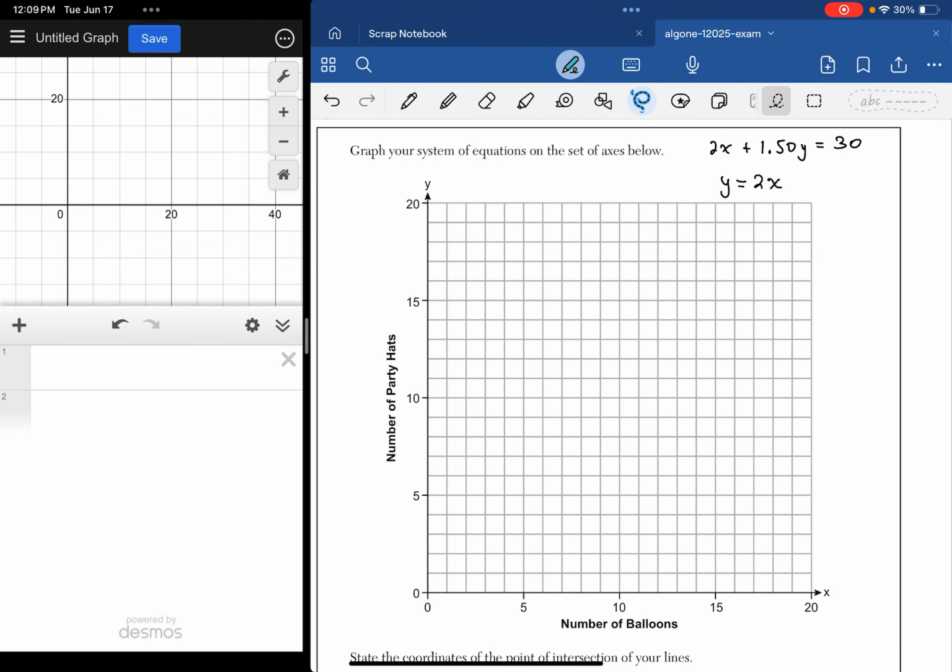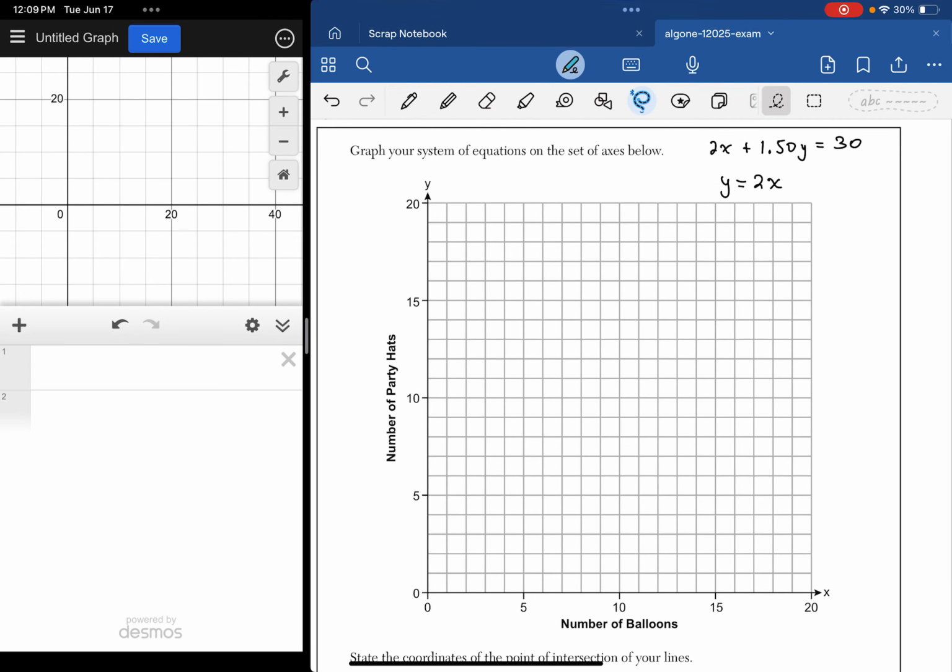This kind of problem is made a whole lot easier using Desmos than it would have been on a TI. So I'll type in 2x plus 1.5y is equal to 30. It doesn't look like there's anything, but if you start zooming out, you start seeing where we're at. For the graph itself, as long as the graph is correct on paper, then we're good.